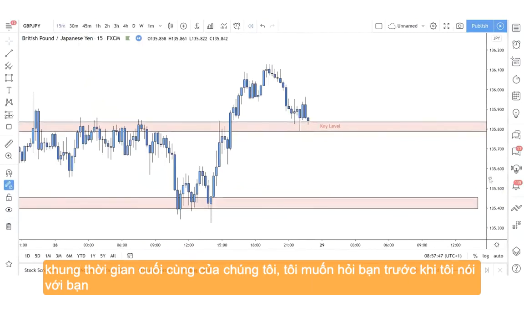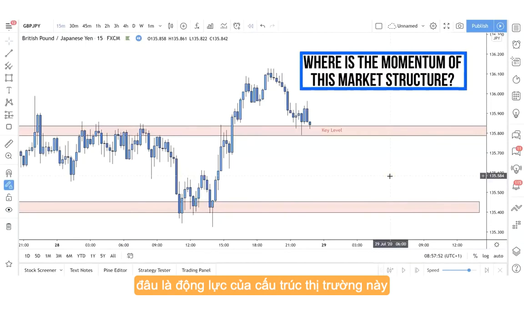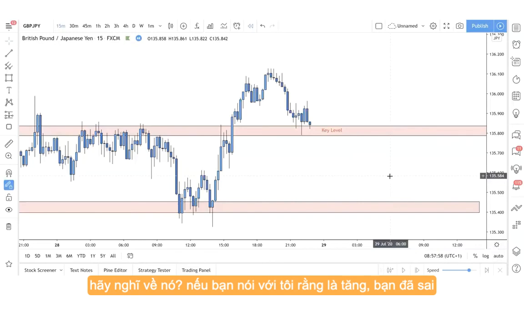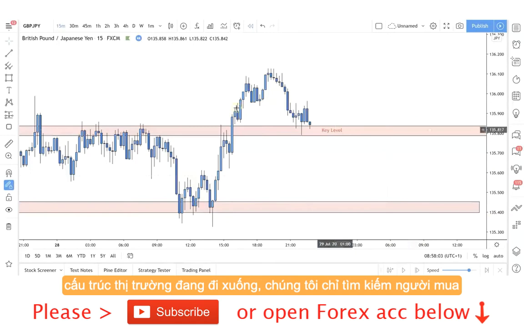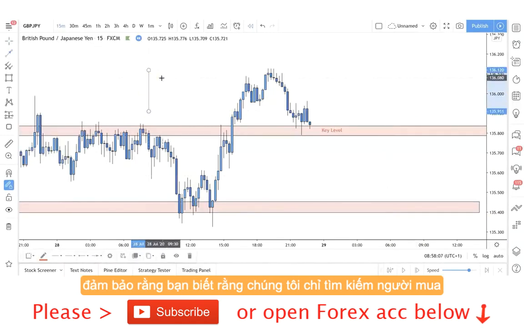Our final time frame, I want to ask you before I tell you, where is the momentum of this market structure? Think about it. If you tell me up, you were wrong. The momentum of this market structure is down. We are looking for buys only. Make sure you know that. We're looking for buys only.